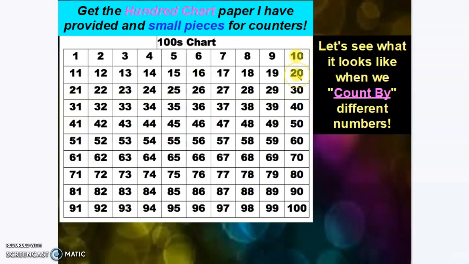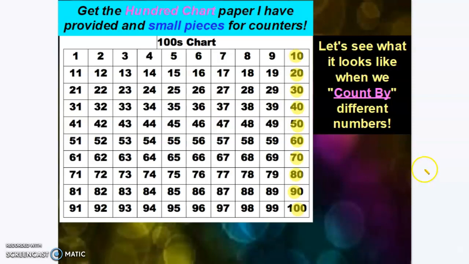10, 20, 30, 40, 50, 60, 70, 80, 90, and then 100. Now 100's a 3-digit number, but we can still count it. So what do you notice so far about the pattern of what we covered up? You should notice that it just goes all down in a row.